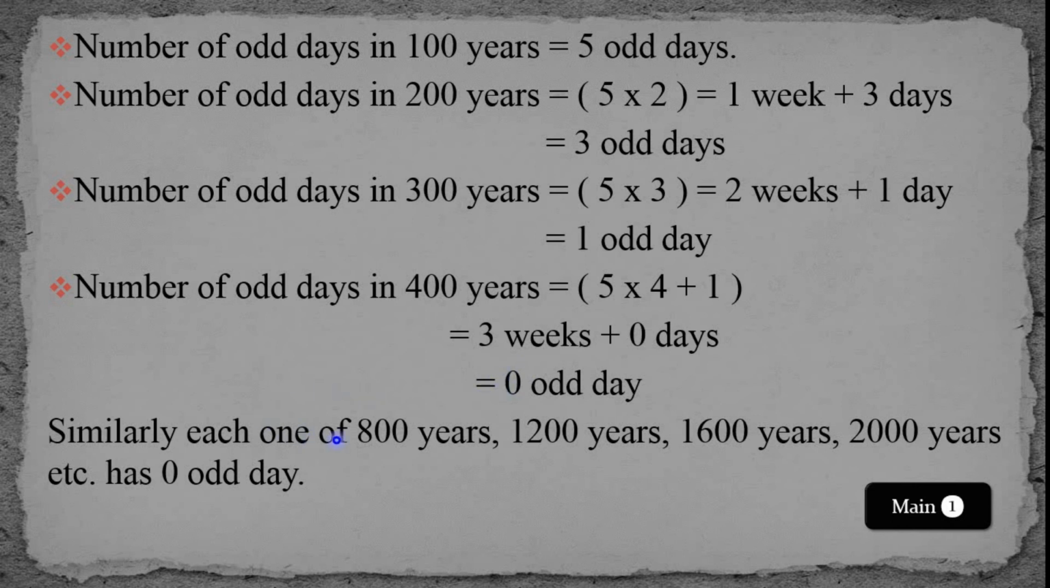Similarly, each one of 800 years, 1200 years, 1600 years, 2000 years, etc. has 0 odd days. That means whenever we consider from the year 1 to a century leap year as the given period, the number of odd days must be 0.